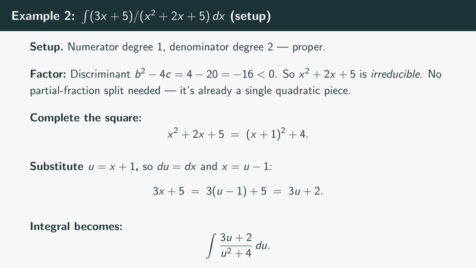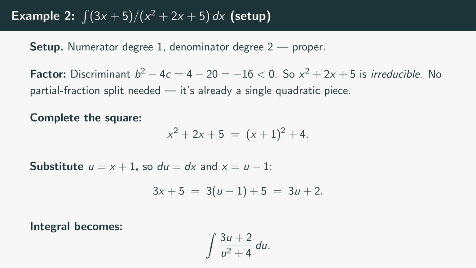There's no linear factor to split off. The decomposition is just one piece. The whole integrand is already a single fragment of the form, a linear term over an irreducible quadratic, so no decomposition step is needed. We go straight to integration. The technique for that fragment is what we covered in step 5.